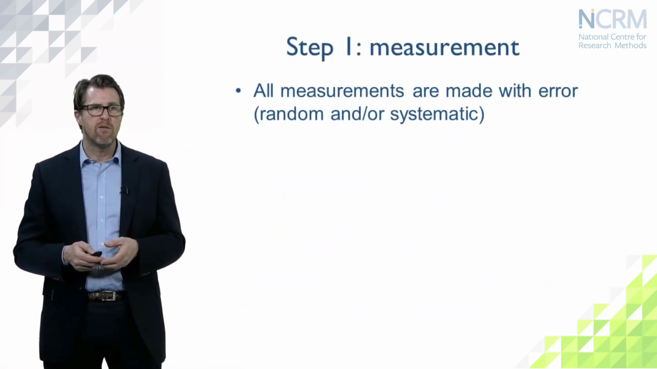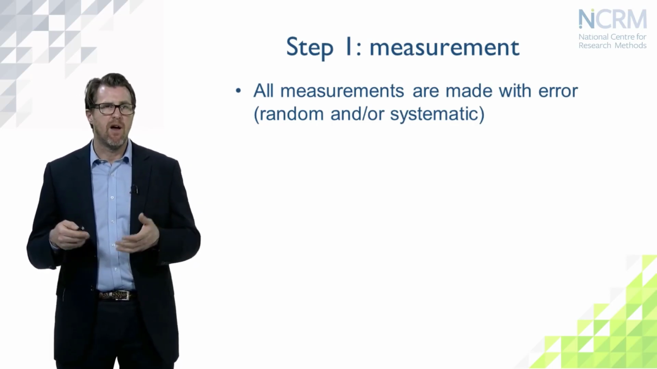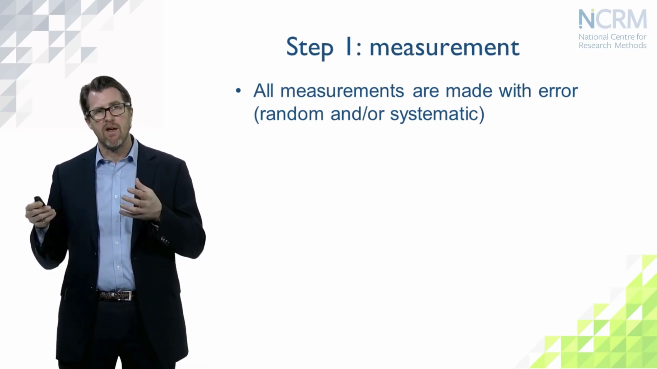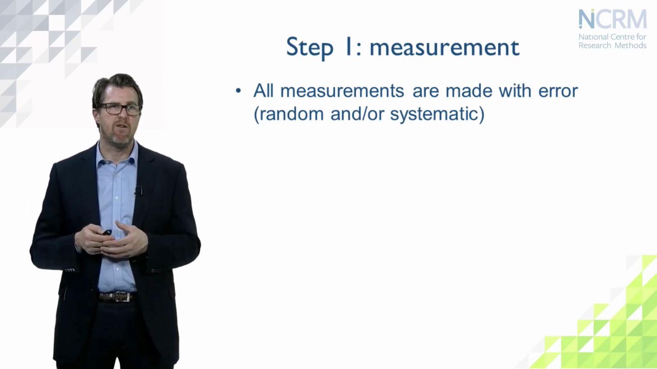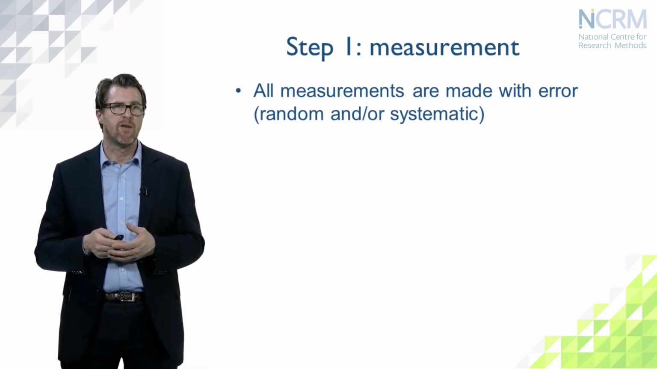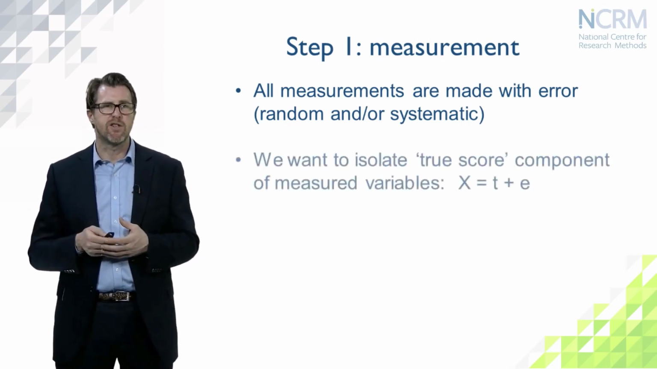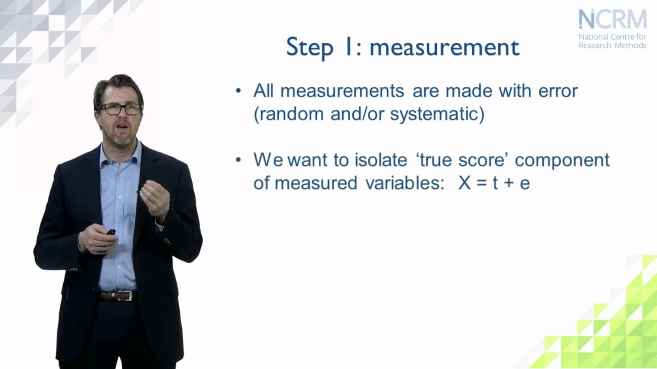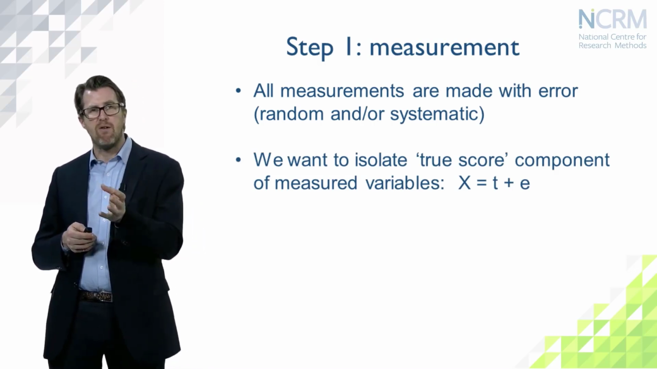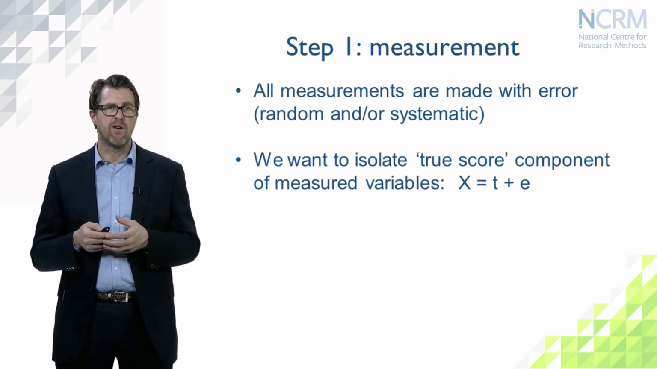So again, we saw in the first video that anytime we want to measure something in science, and particularly in social science, the measurements contain various kinds of error. That error can be random and/or systematic. So what we want to do in our statistical approach to the data is to isolate the true score in a variable and remove the error. And this is really what we're trying to do using latent variables for measurement.